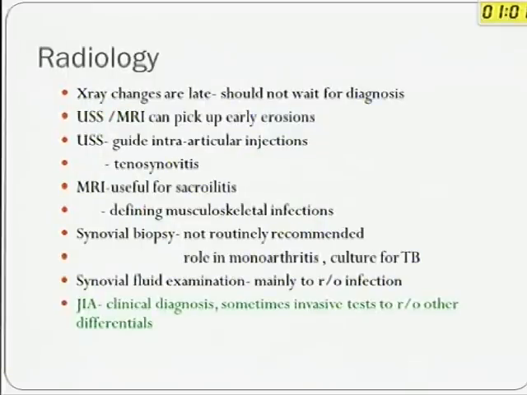X-rays, changes are very late. Children mainly have synovitis, which you will not see on X-rays. By the time erosions come, there's usually some deformity. Ultrasound, MRI can pick up erosions early, but you can probably pick up clinical diagnosis earlier than that. Ultrasound is very useful for intra-articular injections and for tenosynovitis. MRI with contrast is the best test for detecting sacroiliitis in the early stages in children and for defining musculoskeletal infections. And synovial biopsies, really not routinely recommended, except where you have monoarthritis and you want to rule out TB.